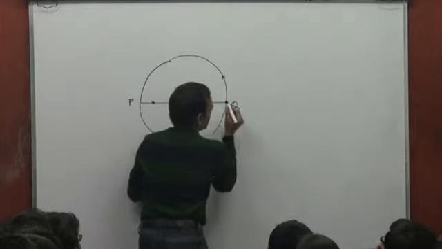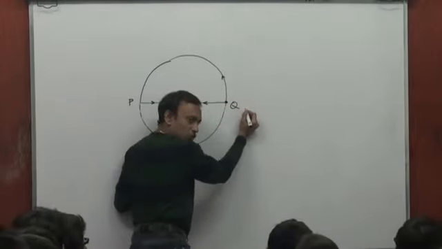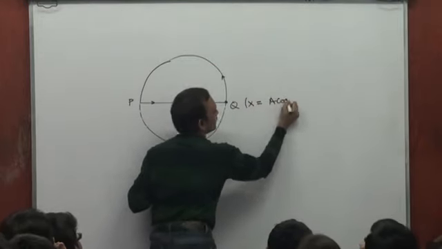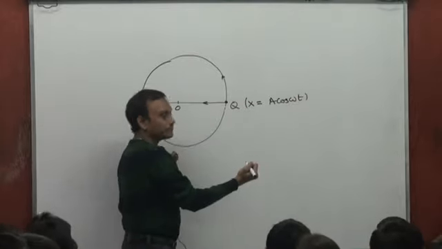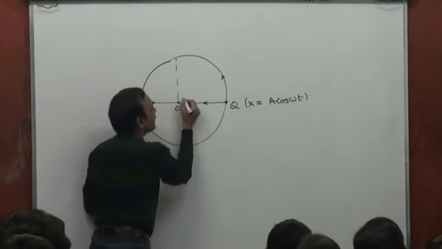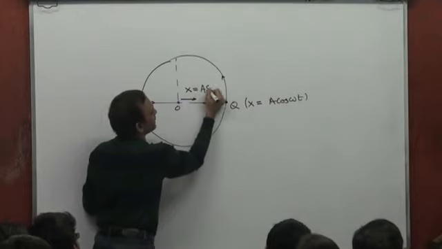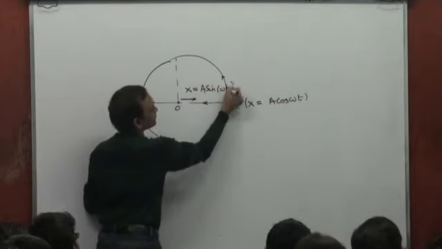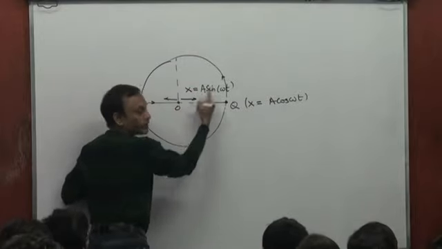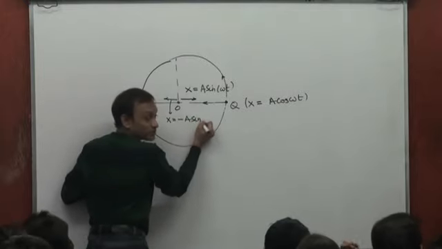Now, if at t equal to 0, we have the oscillator at Q, then the description of this oscillation is going to be x equal to a cos omega t, right? If at t equal to 0, we have an oscillator at O and moving rightward, then the description of this oscillator is going to be x equal to a sine omega t. If the oscillator is moving leftwards at t equal to 0, then the description of this oscillation is x equal to minus a sine omega t.